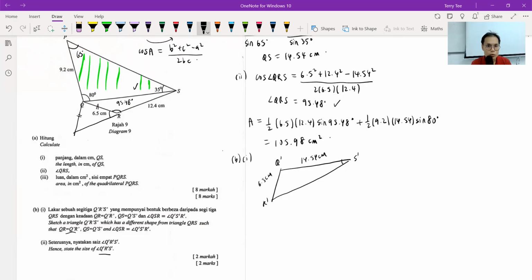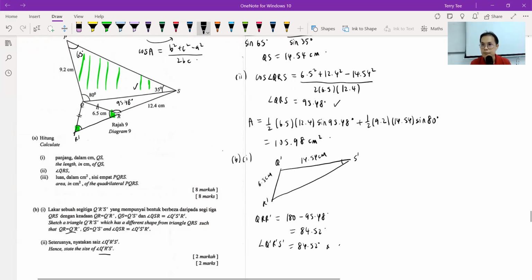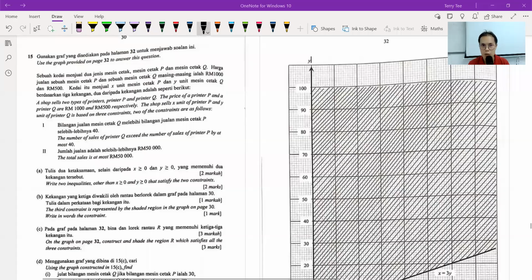So your angle QRR prime is actually 180 minus 95.48, that will be 84.52, correct? So these two are equal angles. They are the same because this is isosceles. Therefore, angle Q prime R prime S prime is also 84.52. Yep, that's all. Okay, last question.